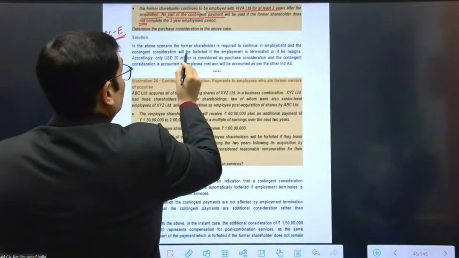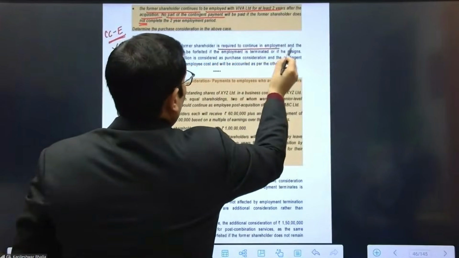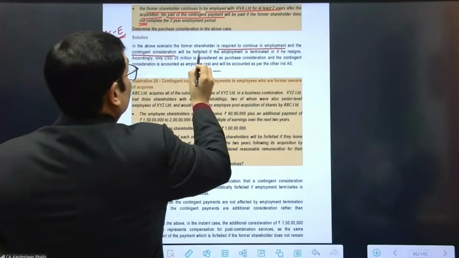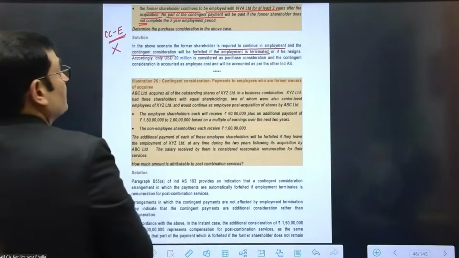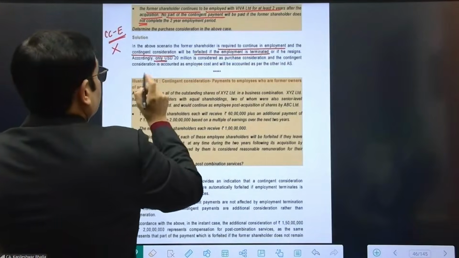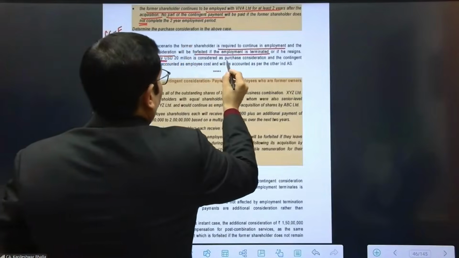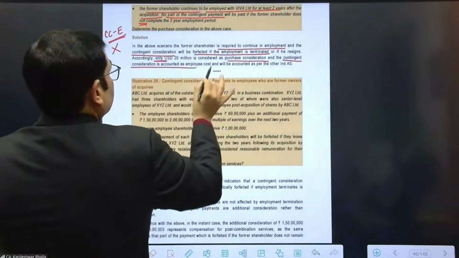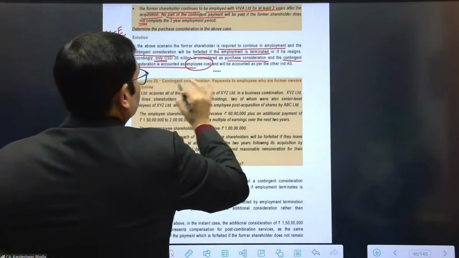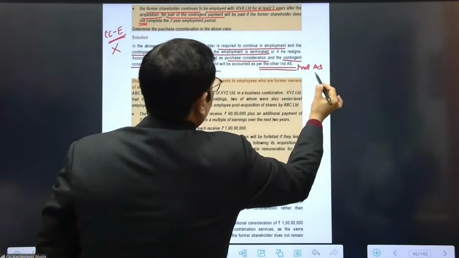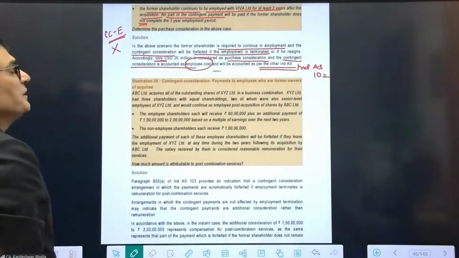In the above scenario, the former shareholder is required to continue in employment and the contingent consideration is forfeited if the employment is terminated or he resigns. Accordingly, only 20 million, that payment in cash, is a part of the purchase consideration and the contingent consideration is accounted as an employee cost as per other Ind AS.